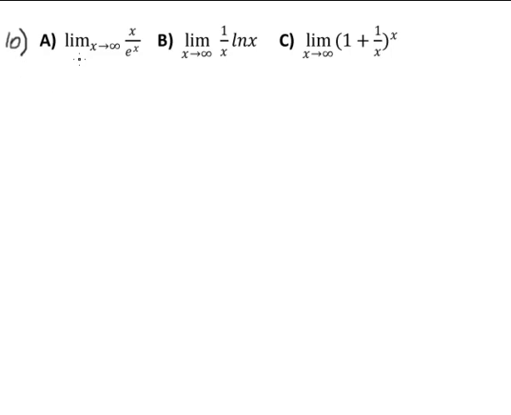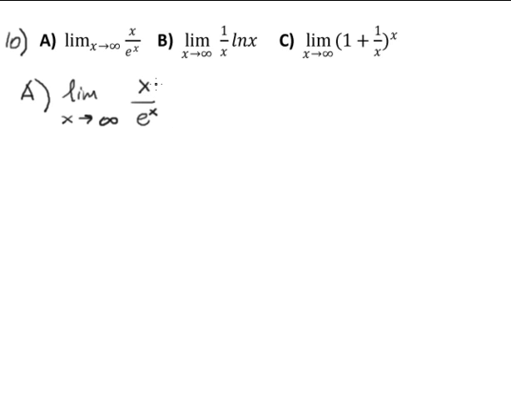Okay, number 10, we have some limits. All right, let's look at the first one, A. The limit as x goes to infinity of x over e to the x.